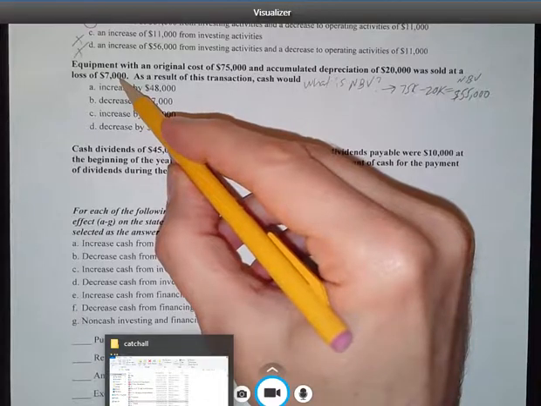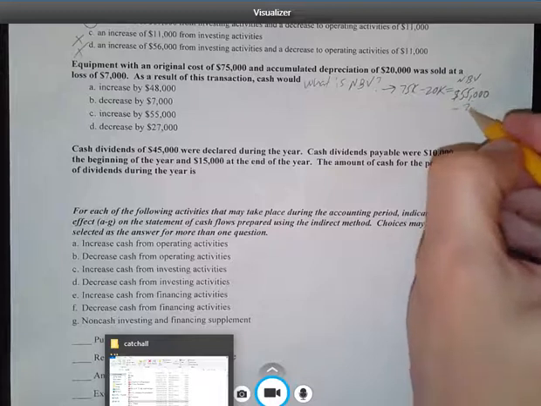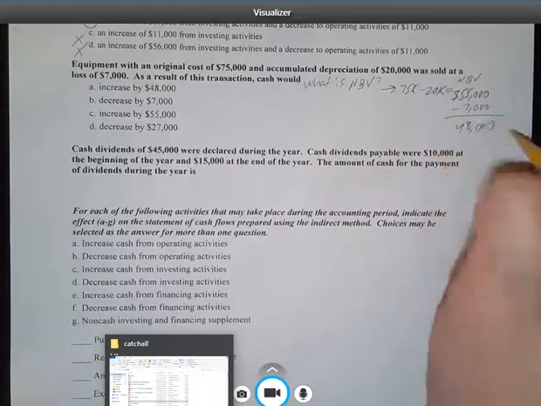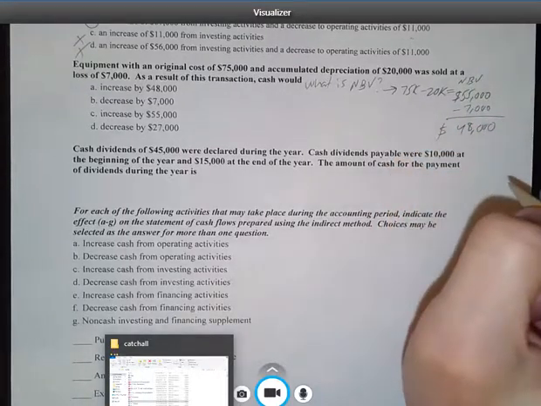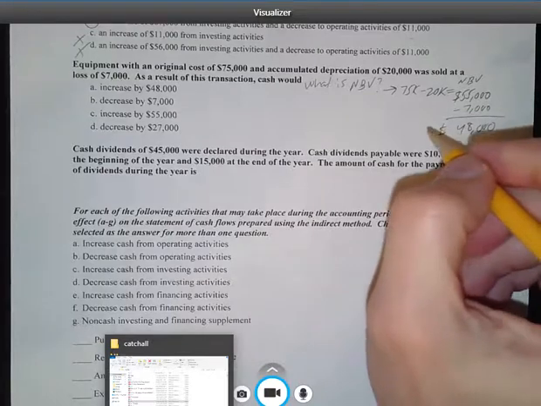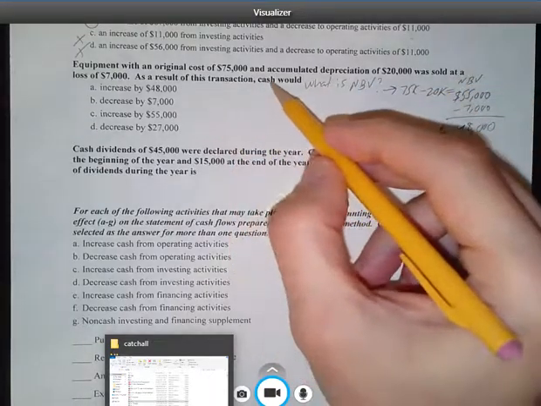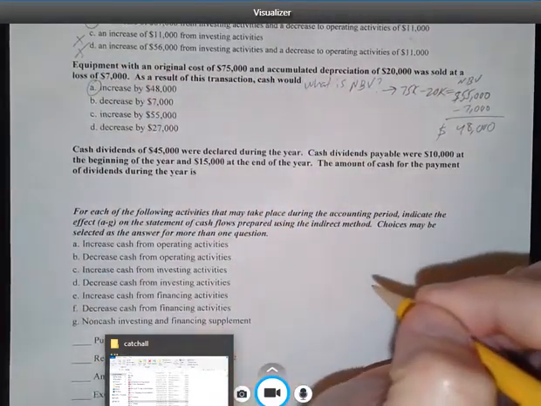Well, loss is calculated based on this number here. So if we were to subtract 7,000, we would come up with $48,000. So it says here, as a result of this transaction, cash would increase by $48,000.